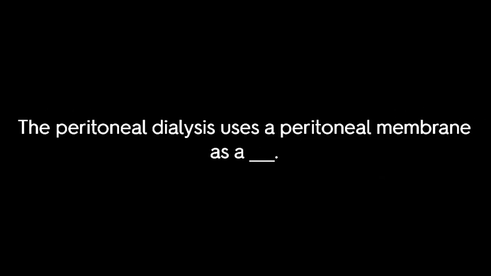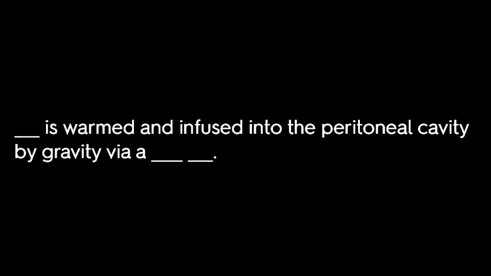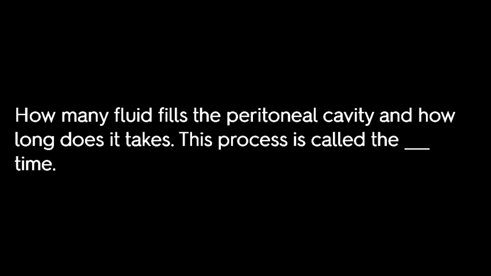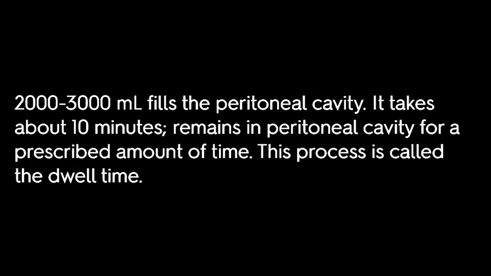Peritoneal dialysis uses the peritoneal membrane as a blank filter. Dialysate is warmed and infused into the peritoneal cavity by gravity via a Tenckhoff catheter. How much fluid fills the peritoneal cavity and how long does it take? This process is called the fill time. 2,000 to 3,000 milliliters fills the peritoneal cavity. It takes about 10 minutes, and the fluid remains in the peritoneal cavity for a prescribed amount of time. This process is called the dwell time.